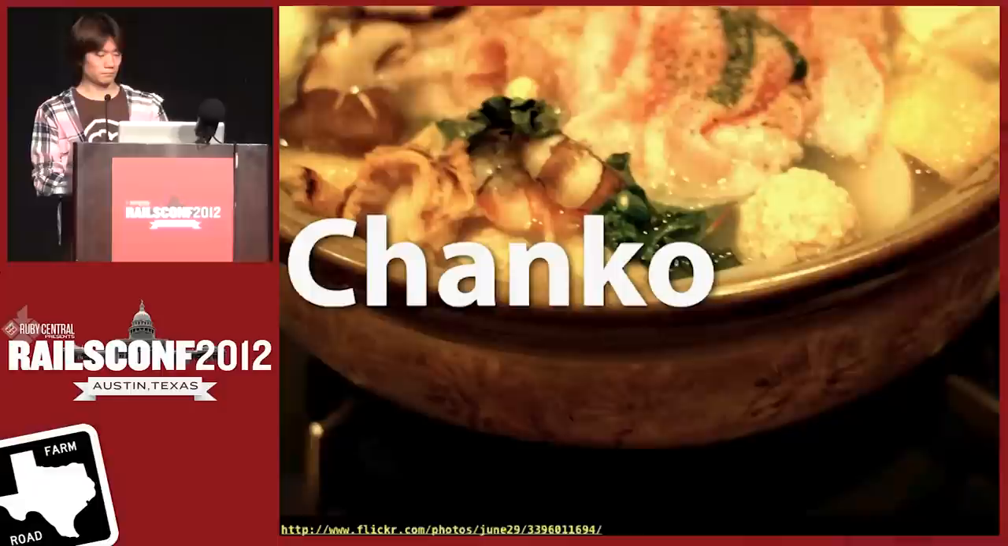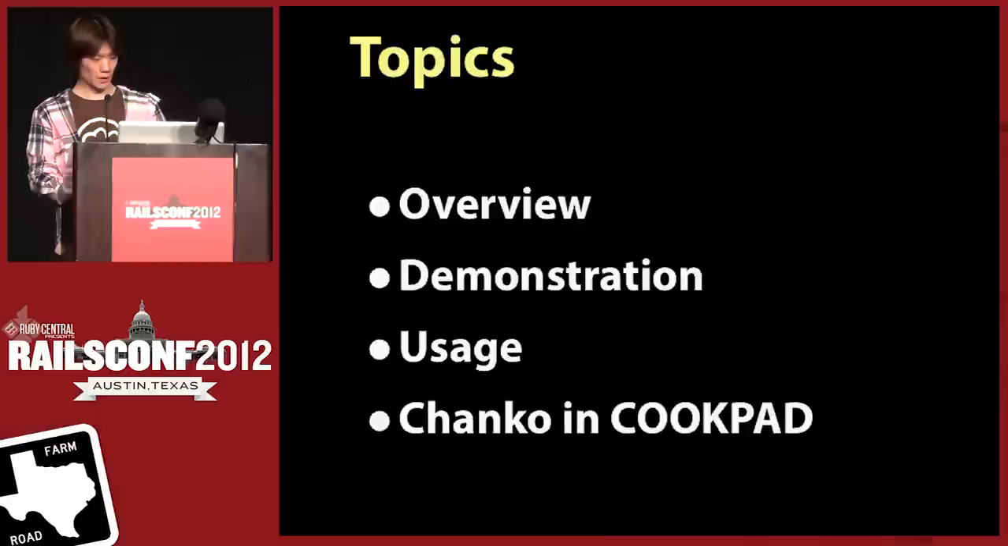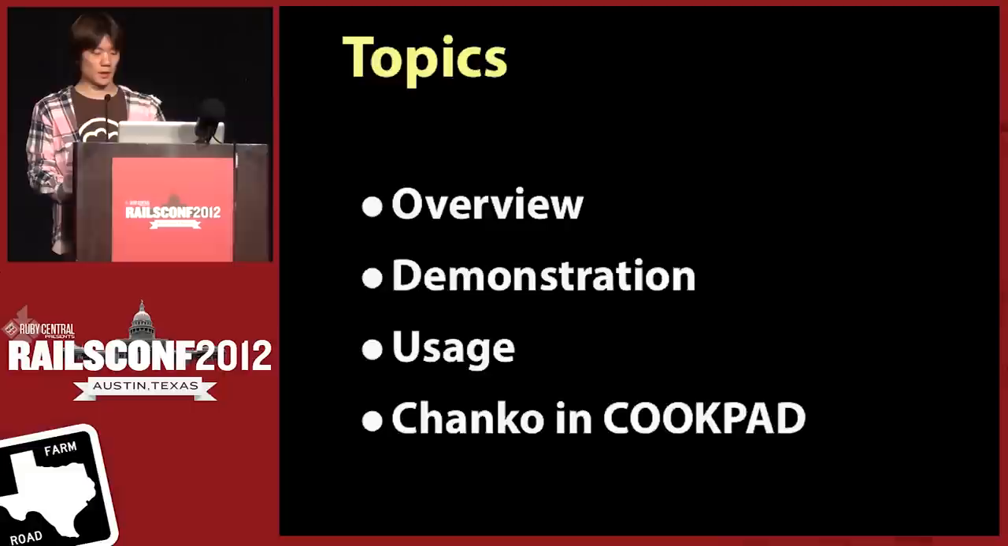Today, I'll talk about how we develop products at Cookpad. We have recently open sourced one of our internal tools, Chanko, which we use heavily in development. First, I will give a brief overview of what Chanko is, why it was made, and how it is used. This will be followed by a live demo and a more detailed description of Chanko's features. Finally, I'll give some more examples of how we use Chanko when developing cookpad.com.